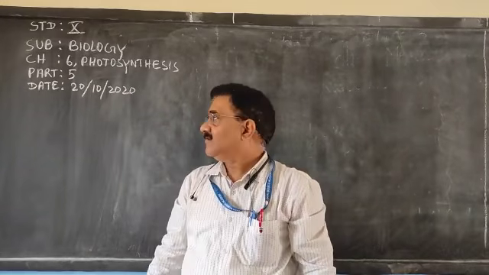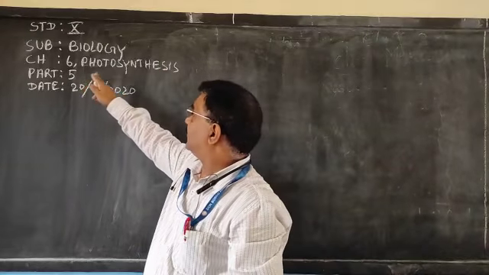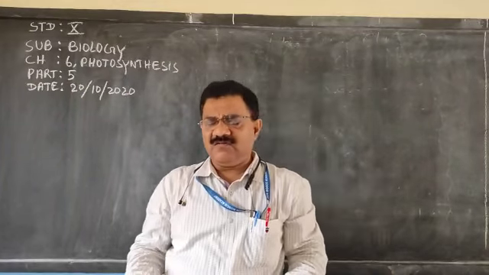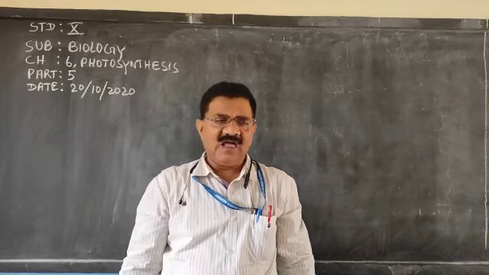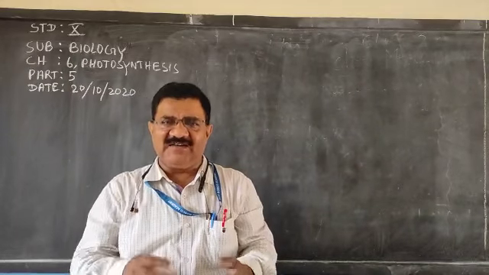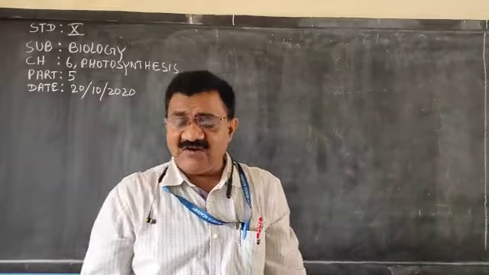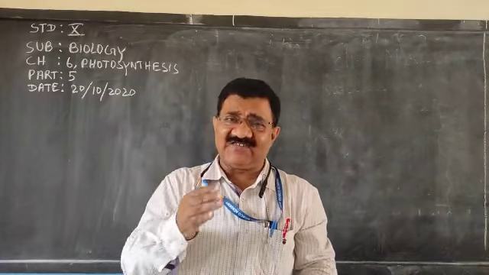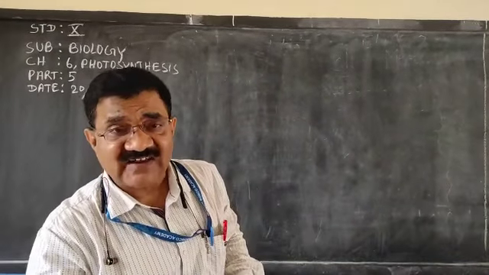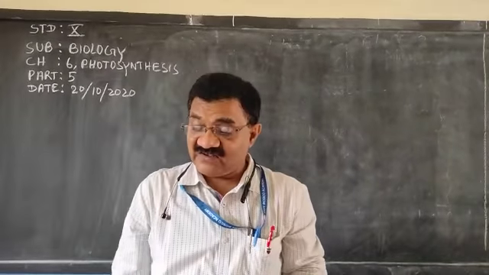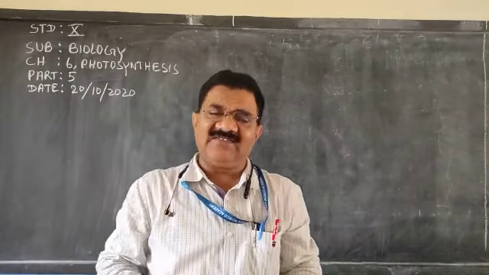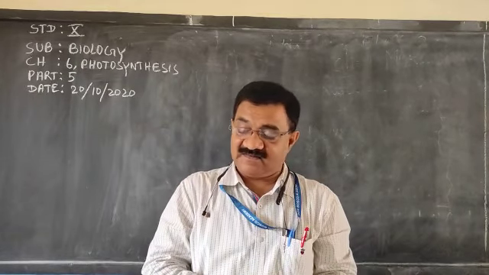Hello Standard 10. Going to teach biology chapter 6 photosynthesis, and it is part 5. Till today, what we have discussed and what we were discussing: the experiments related to photosynthesis, in which we have discussed the de-starching of a plant. We have discussed the starch test or the iodine test, and we have discussed the experiment to prove that chlorophyll is necessary for photosynthesis.